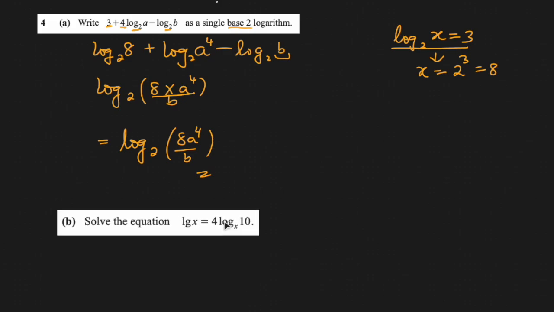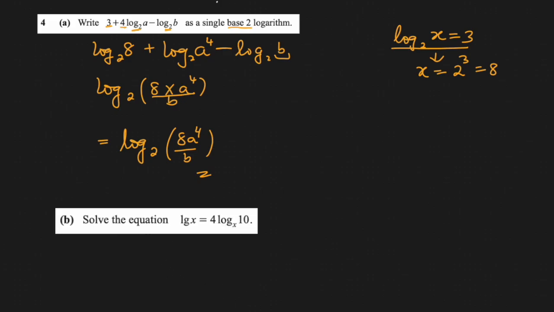Okay. B part. Solve the equation lg x equals 4 log base x of 10. LG is not life is good. LG is log. This is the short form; that's what they write. So lg x equal to 4 log base x of 10. So we can write this right side as log x equal to log base x of 10 to the power 4. Yeah, this 4 goes and becomes the exponent.